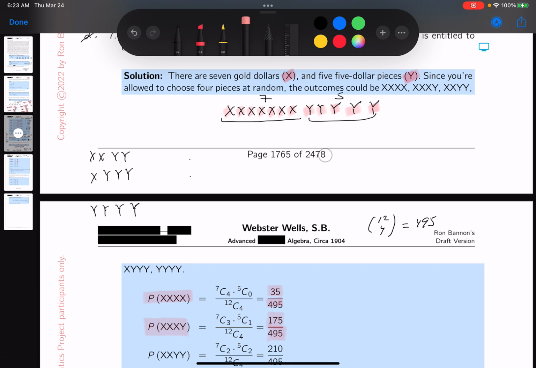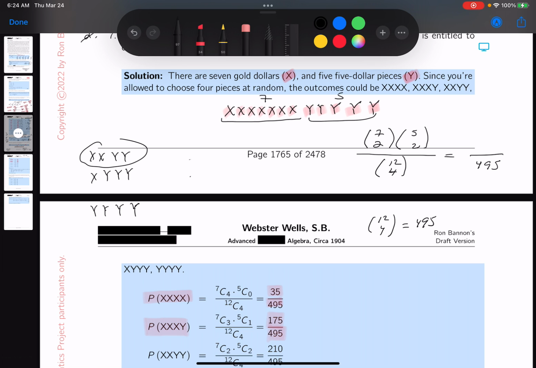And I'm moving through the list. Let's do the next one, this guy over here. Well, I'm still going to pick 4 coins. And what are the successes going to be? Well, from the 7, you're going to choose 2. And from the 5, you're going to choose 2. The bottom I've already done. I know that's 495.